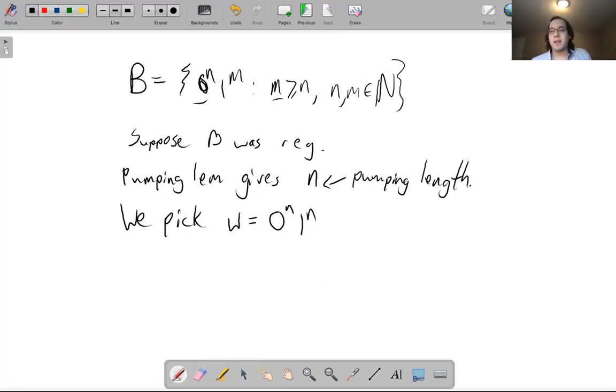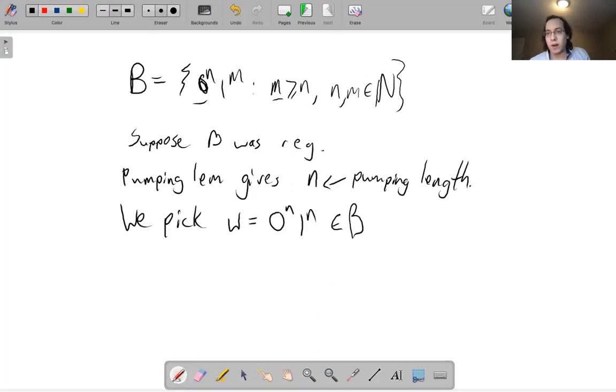So you should always pick these kind of edge case strings that are in B. This is in B, but just barely. If you decrease the number of ones even by 1, then it won't be. Or if you increase the number of zeros by 1, then it won't be. So usually it helps to try to pick edge cases. It's not always necessary. Okay, so we will pick this string W.